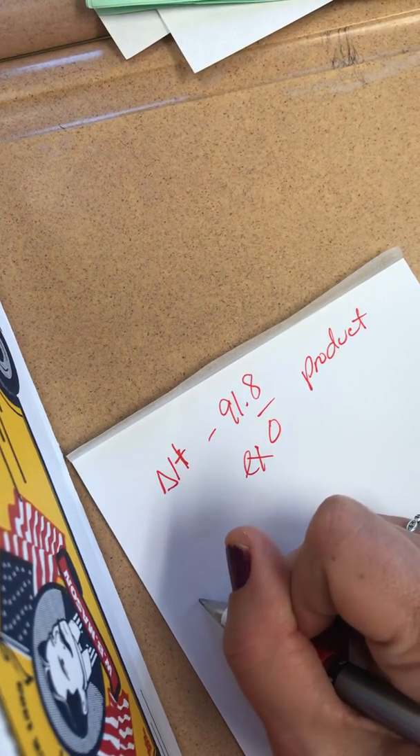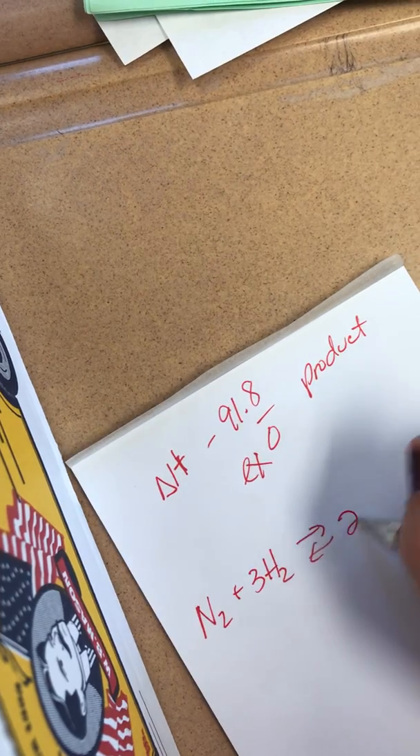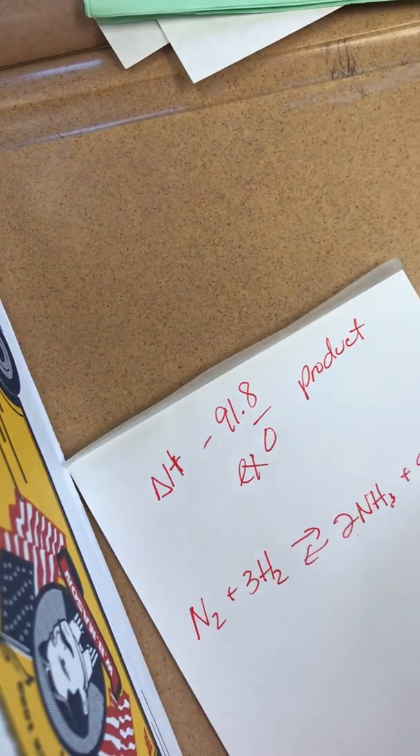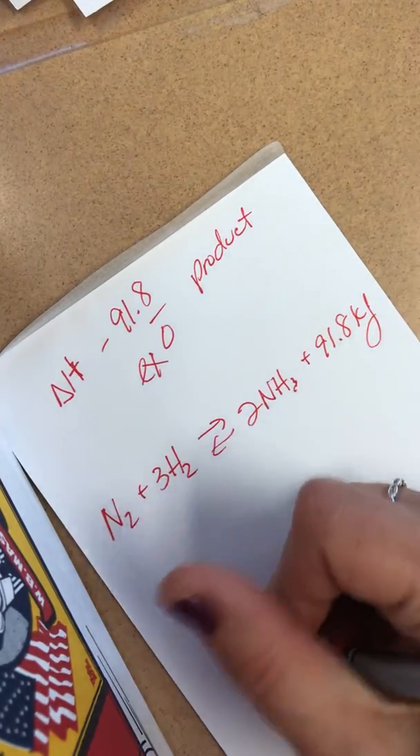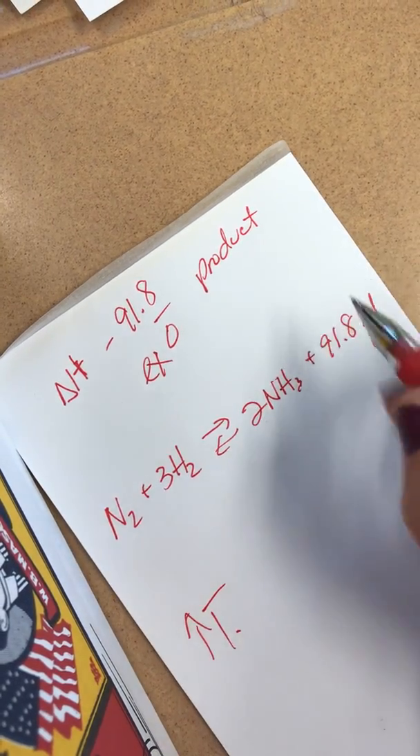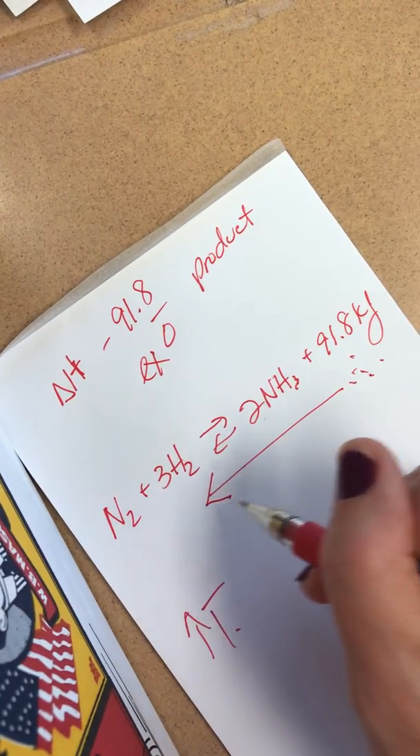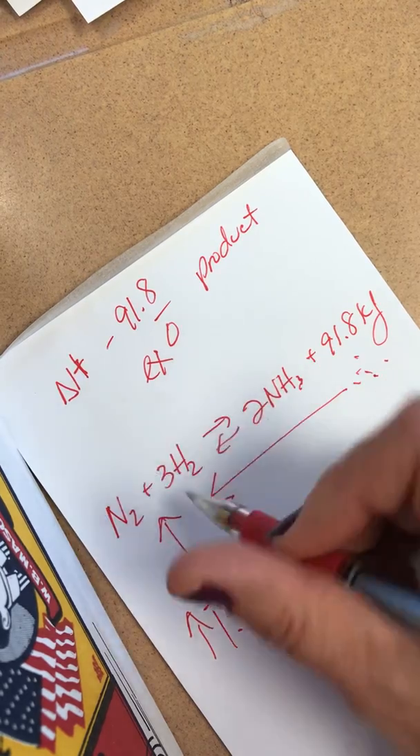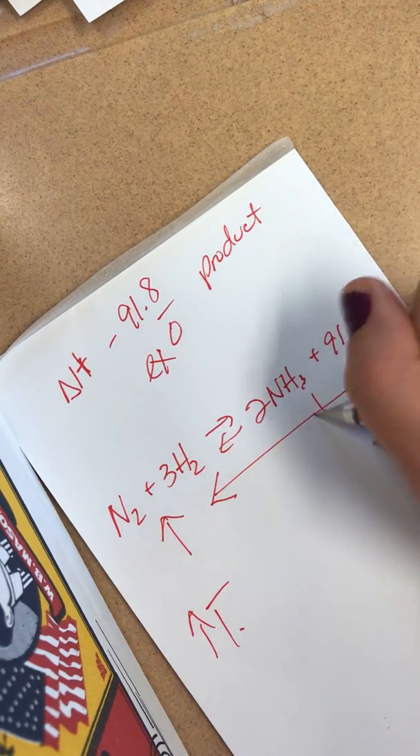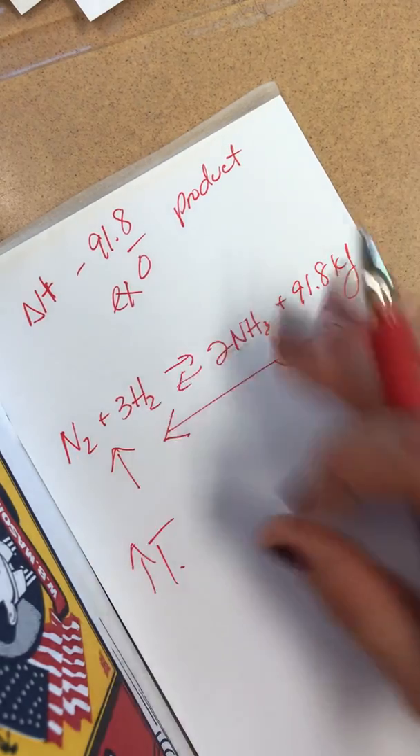So now when I write my reaction, N2 plus 3 H2s makes 2 NH3, I want to add 91.8 kilojoules on the product side. If I increase temperature, it's the same thing as adding heat. So I find where the heat is, I add it, and that will shift my equilibrium to the left. That will make my reactants over here, N2 and H2, go up, and it will make NH3 and the temperature go down. So I will be back to equilibrium if I follow these rules.